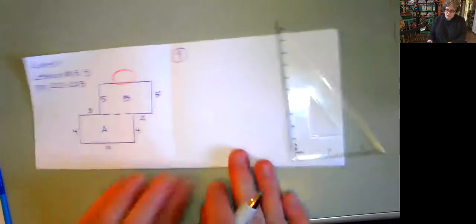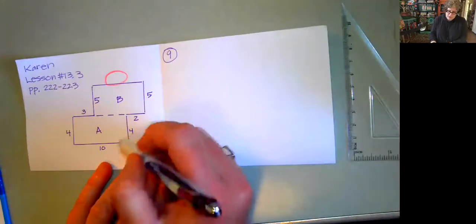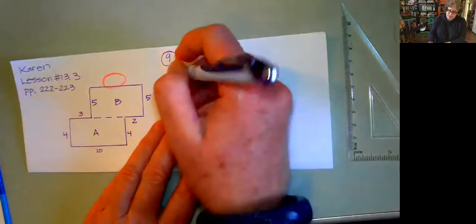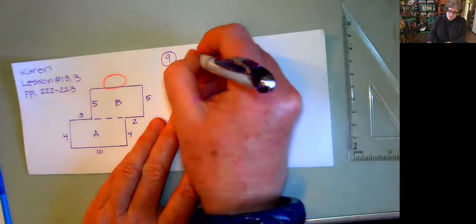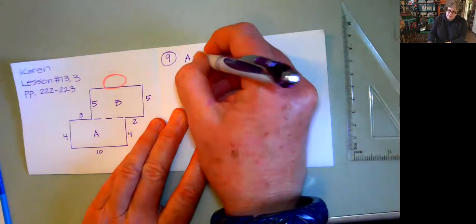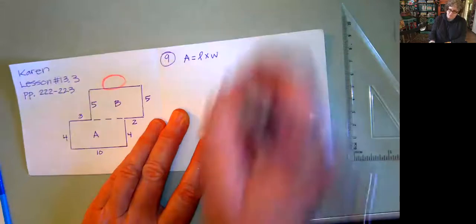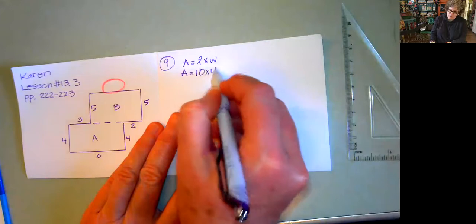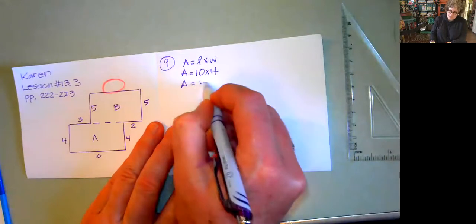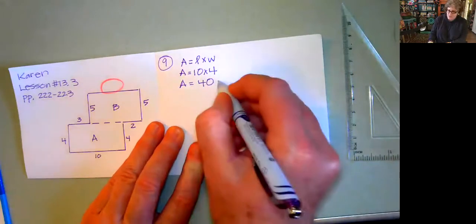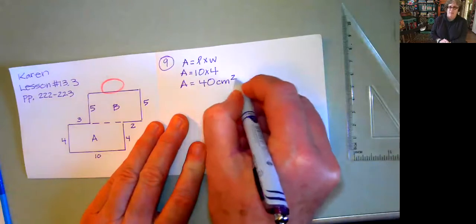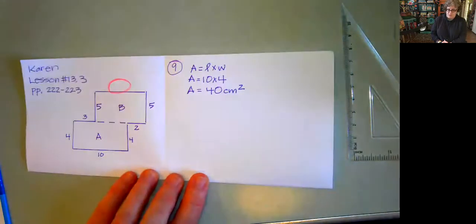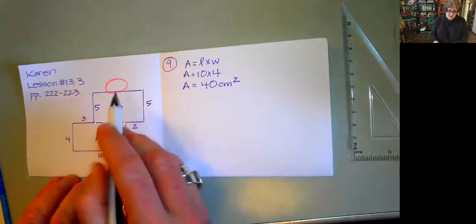Okay. So we know that we have 4 as the width and we have 10 as the length. So A equals length times width. A equals 10 times 4. A equals 40. And these are centimeters. And we know since we're finding area that we're going to label it with centimeters squared. Now we don't know how long this is.